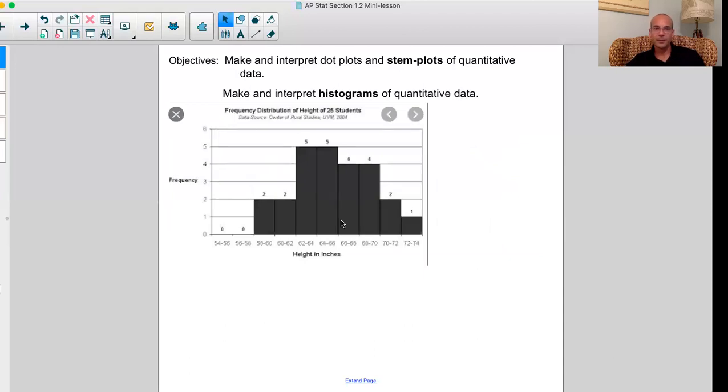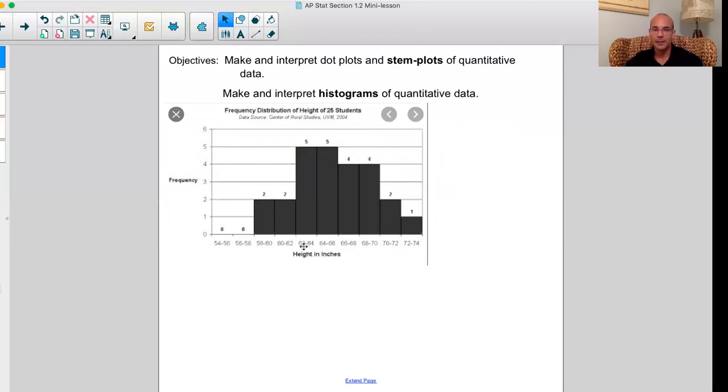Histograms, this is what a histogram is. You've seen them plenty of times before. They look a lot like a bar chart, but it's numeric data. So you have no gaps between the bars because they're not different categories that are separate from each other. They're intervals that flow into each other. Now, because they do flow into each other, you want to be careful about how you label these things. You want to be clear about it.